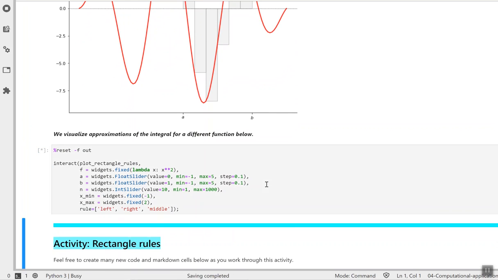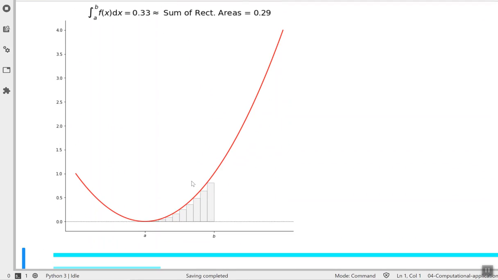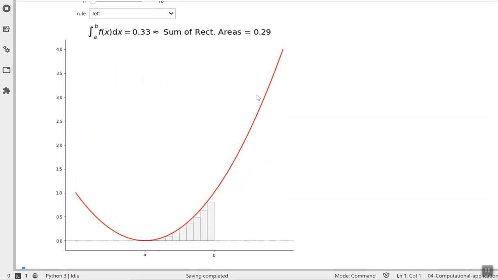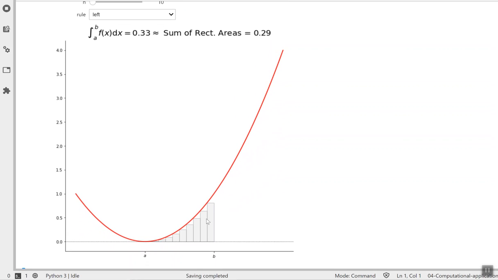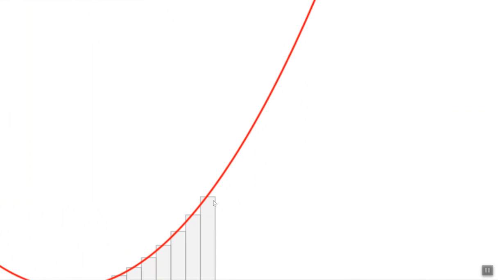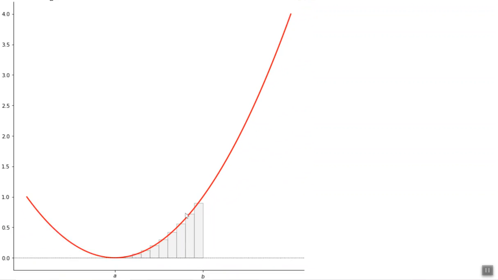And for a different function shown below, this is just x squared. Here is a quadratic. Here I have my A and my B, and here I'm using 10 rectangles initially with the left rule. Notice it's underestimating the area. That's actually 0.33, the integral from A to B, and it's approximating it as 0.29. If I use a right rule, then I use the largest value of the function on each subinterval, then it overestimates. And if I use the midpoint rule, it looks like it nails it just about right away because it over and underestimates by about the same amount in ways that cancel out on either side within the subinterval.